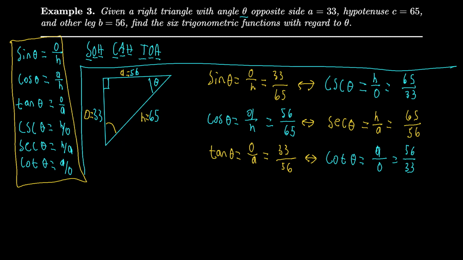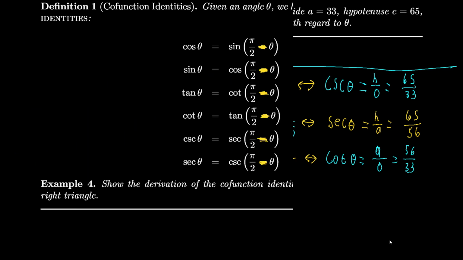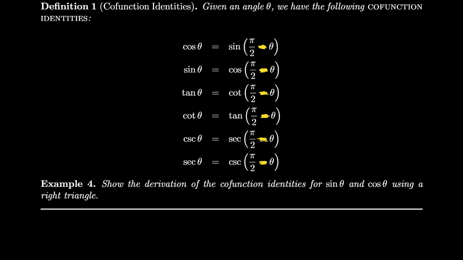So let's go over one more little thing, and I'll show you how it works, and it'll be something you'll want to write down, and then we're done with the section. So given an angle theta, we have the following cofunction identities, and each one of these are just minuses. So we have that the cosine of theta equals the sine of pi over 2 minus theta. That the sine of theta equals the cosine of pi over 2 minus theta, and that tangent equals the cotangent of pi over 2 minus theta.